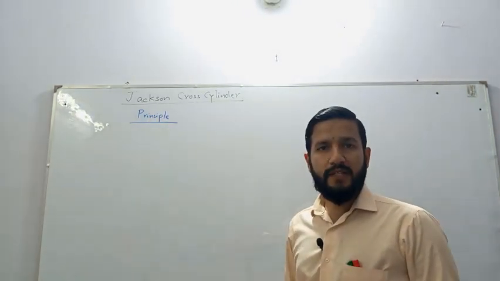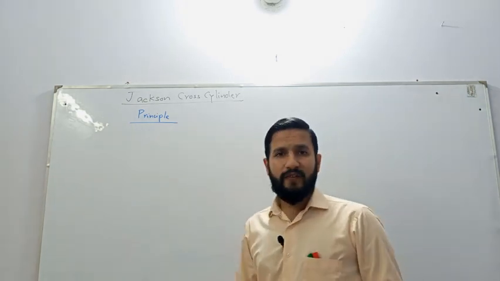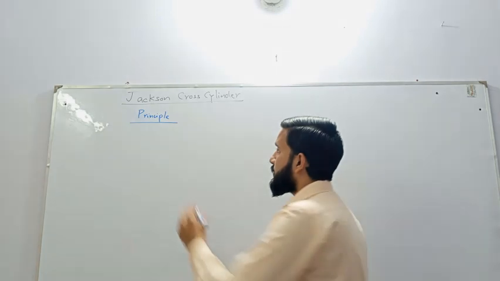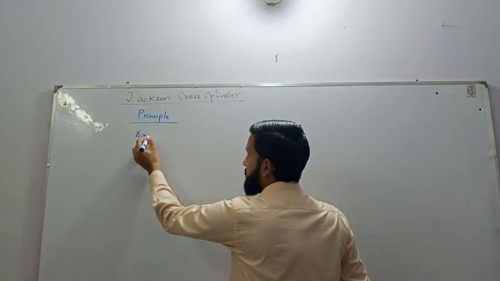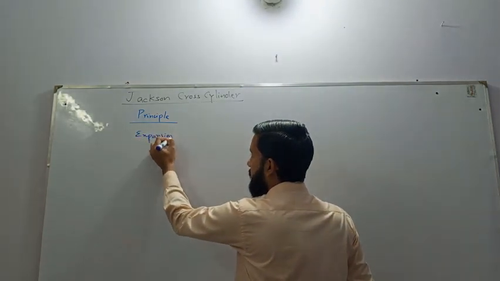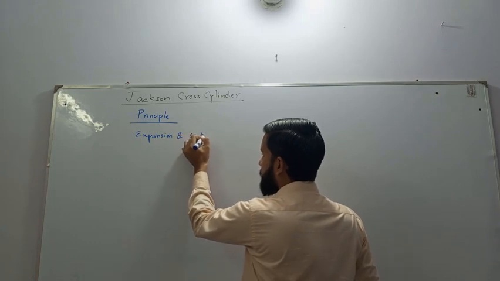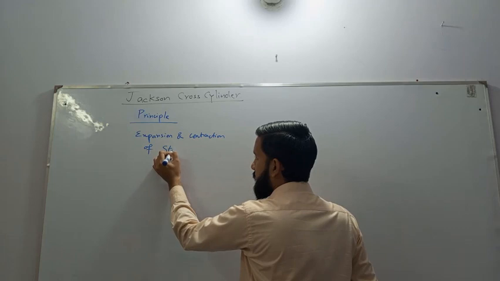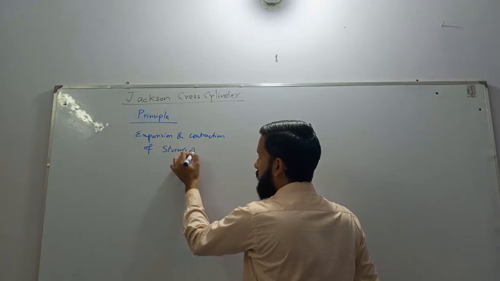Jackson Cross Cylinder is based on the principle of expansion and contraction of Sturm's conoid. So basically there is expansion and contraction of Sturm's conoid.